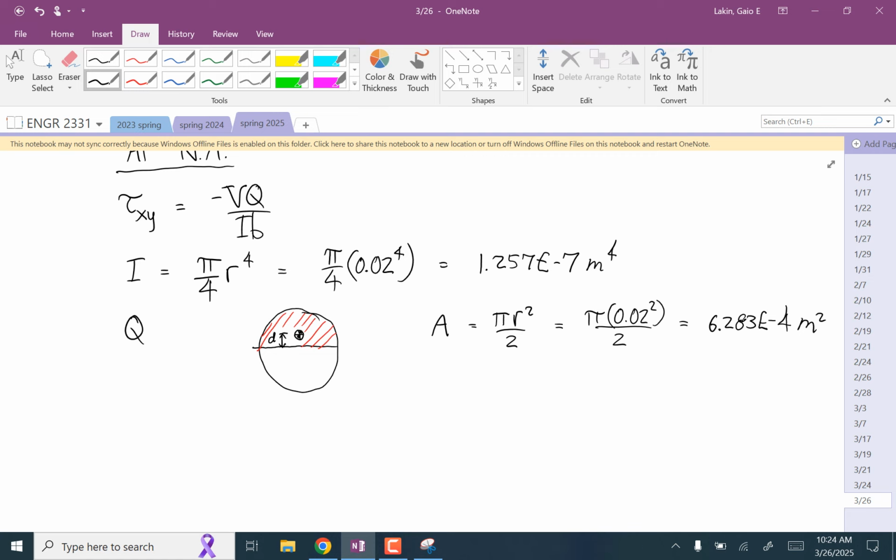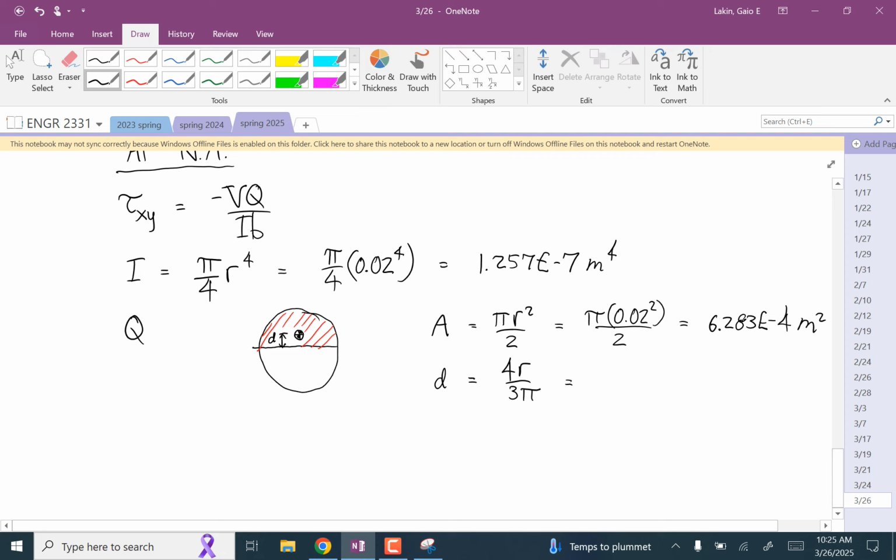And then the centroid of a semicircle, I believe, is 4 pi over 3r. Oh boy, I better look that up. Centroid of a semicircle. Some common knowledge. 4r over 3 pi. No! I did it again. 4r over 3 pi.